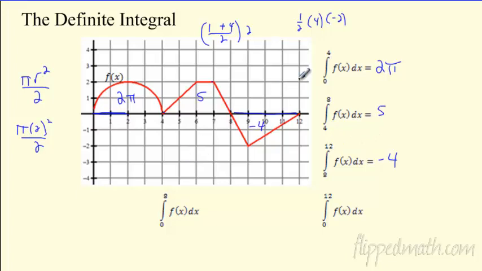So some properties we're going to pick up. We're really going to pick up some properties. What if I want to go 0 to 8? What would you do for 0 to 8? Well, it'd be the area under the curve from here to here. All this stuff. So add them together. This would just be 2 pi plus 5.